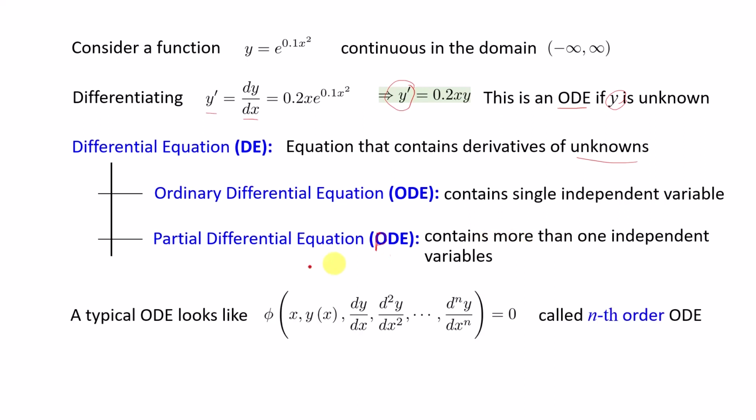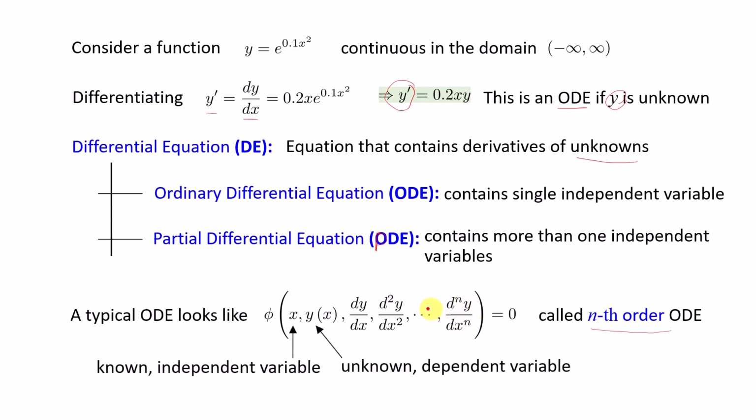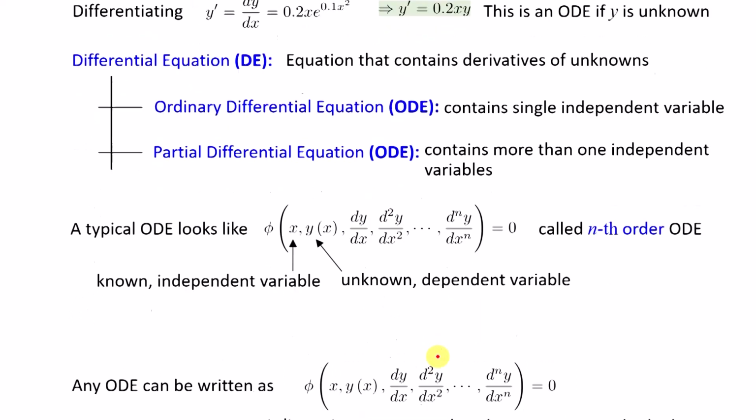A typical ordinary differential equation will look like a function of x, y, dy dx, d2y dx2, etc. up to dny dxn, where n is greater than all other orders of derivatives here. This kind of equation we will call an nth order ODE, where n is the highest order of derivative that appears in this equation. In this equation, x is the known, independent variable, and y is the unknown, dependent variable.